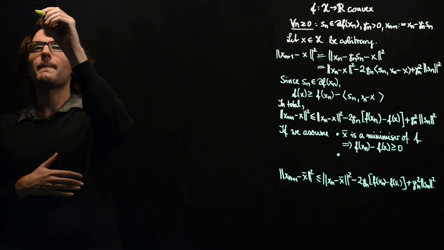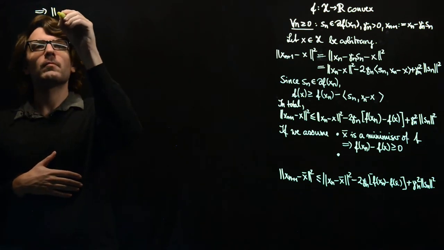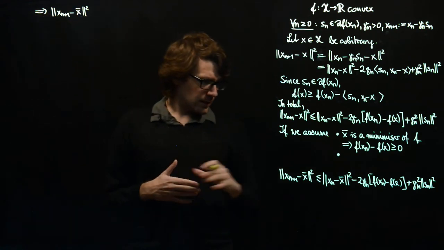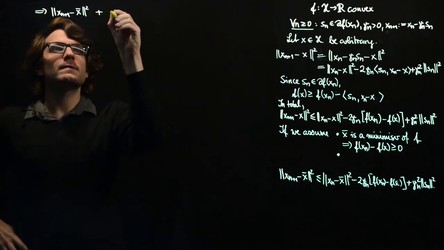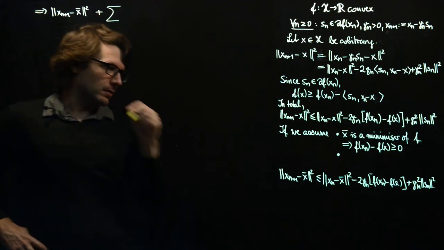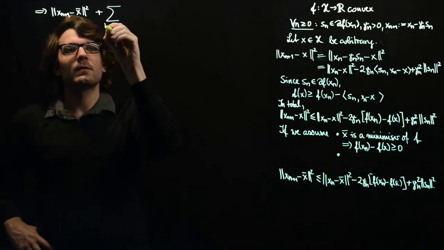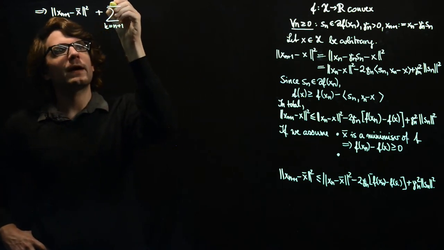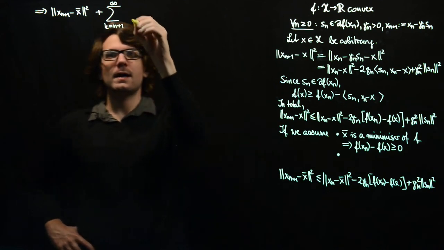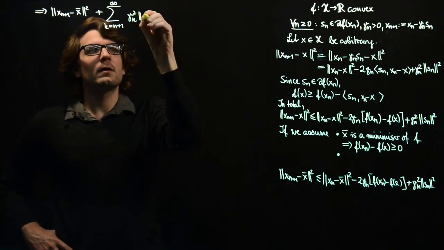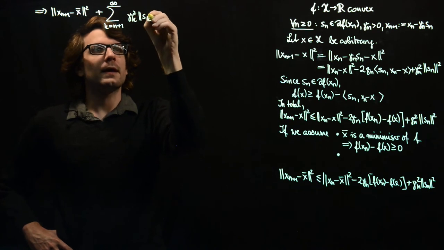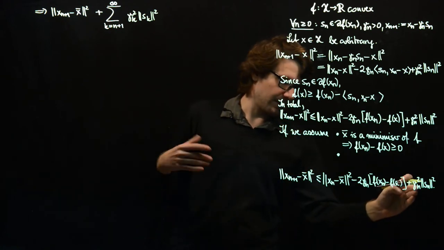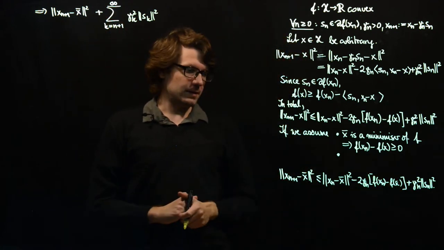So we have norm of x n plus 1 minus x bar squared. And as I said, let us just write this term here, but with n plus 1, n plus 2, and so on. So we take all k from n plus 1 to infinity and just add gamma k squared norm of s k squared. So this term, instead of n, we take k from n plus 1 to infinity.